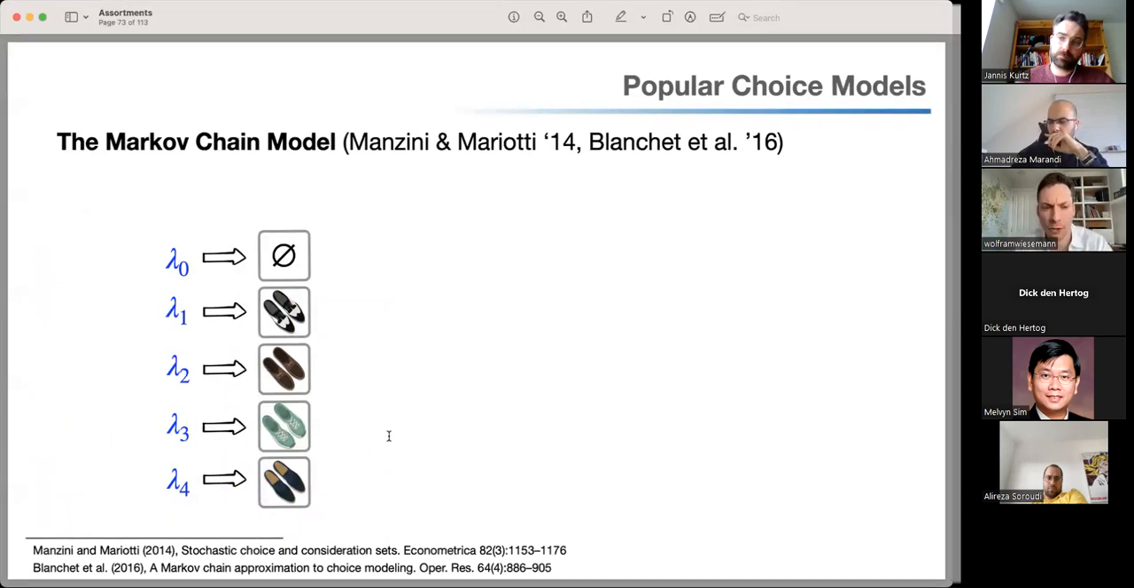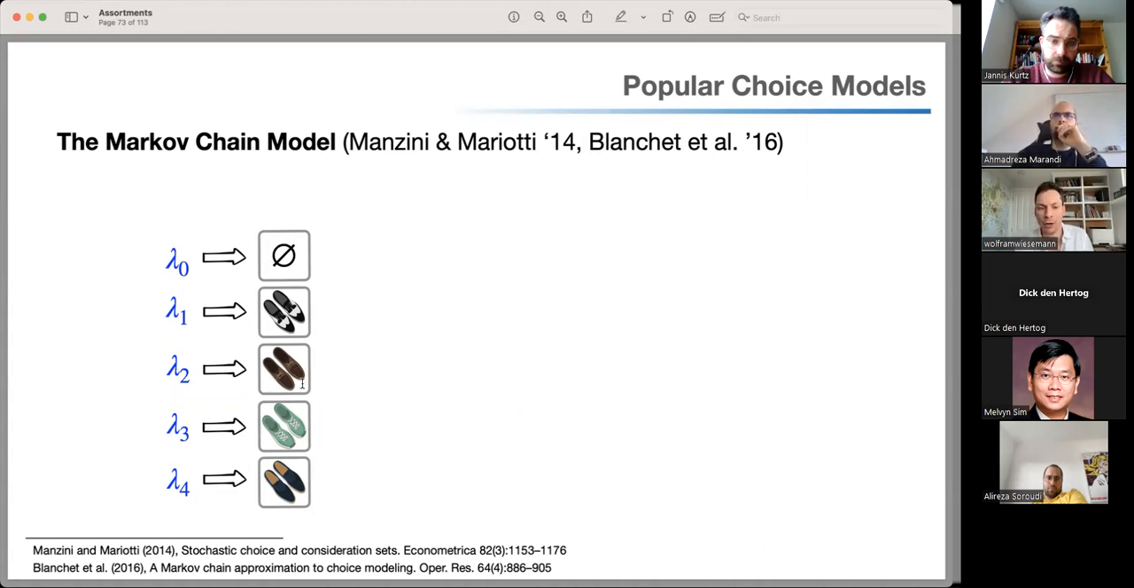Okay, let's have a look at the second choice model. It's a much younger choice model, but it's very popular in academic research at the moment. It's called the Markov chain model. And the idea is the following. Imagine this is again our universe of products together with an outside option. Then the idea is if a customer comes in, she has a preferred product. And the probability that this preferred product is product i, let's say those brown shoes, is given by lambda_i.